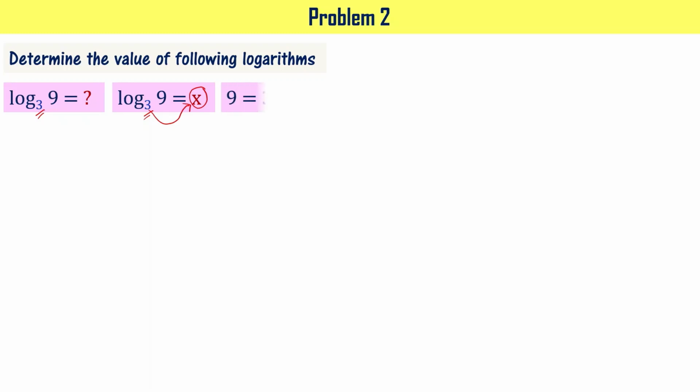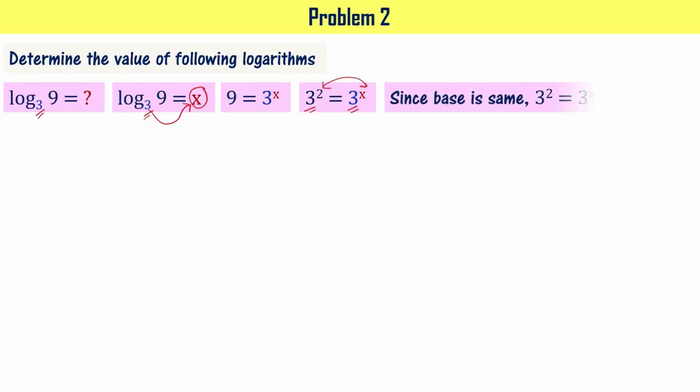Now let me write 9 as 3 power x. So I can write 9 as 3 square, right? Since base of this side is equal to base of this side, I can just say that the powers are equal. Here the powers are 2 and x. So 2 is going to be equal to x. So we got the value of x that is equal to 2, right? It means log 9 of base 3 equal to 2.